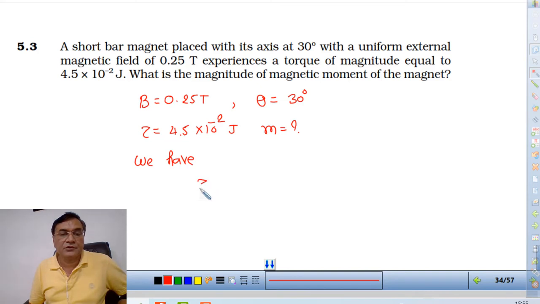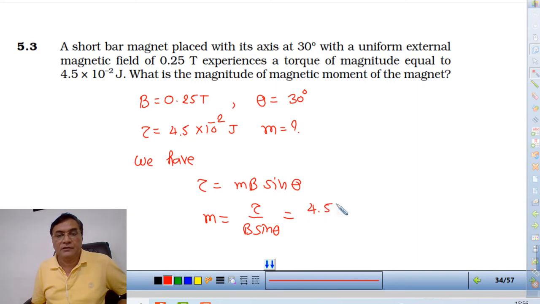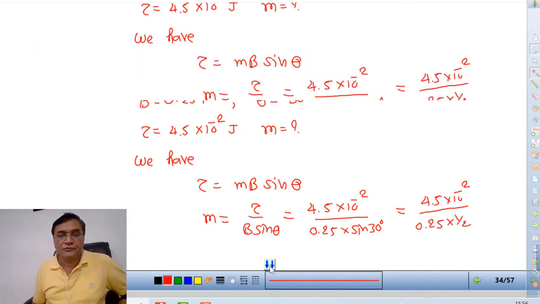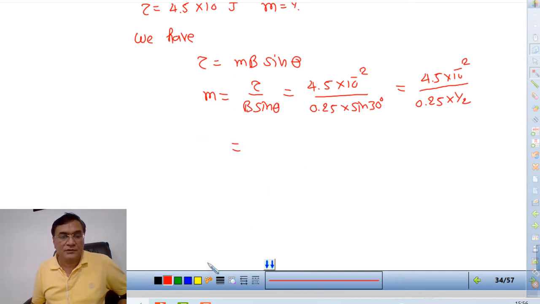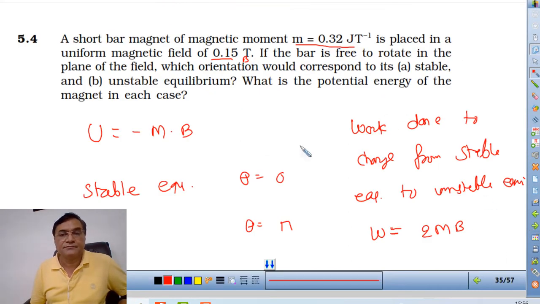Torque is equal to M B sin theta, directly the formula M cross B. M is not given, we have to find it. So M is equal to torque upon B sin theta. So torque is 4.5 into 10 raised to minus 2 divided by B, which is 0.25, into sin 30. Sin 30 is half. So 4.5 into 10 raised to minus 2 divided by 0.25 into half. If you simplify it, you will get the answer. I don't know it at present, but you simplify it yourself. I go to the next one.